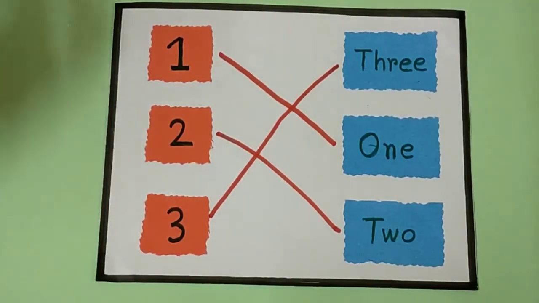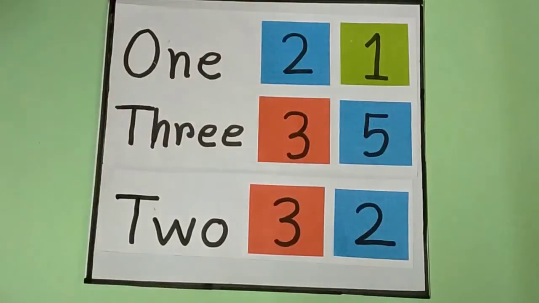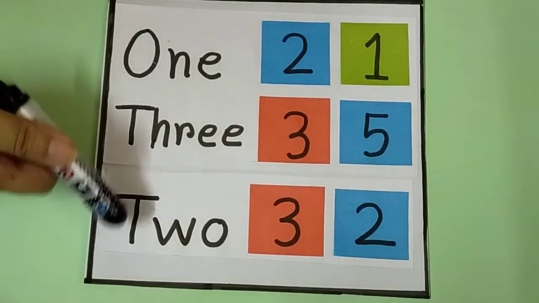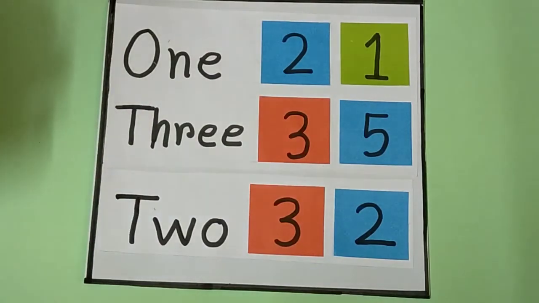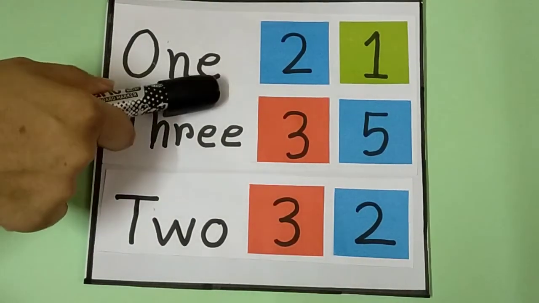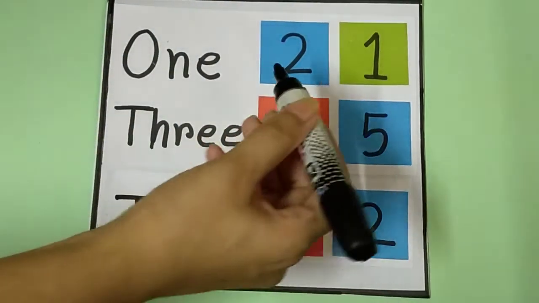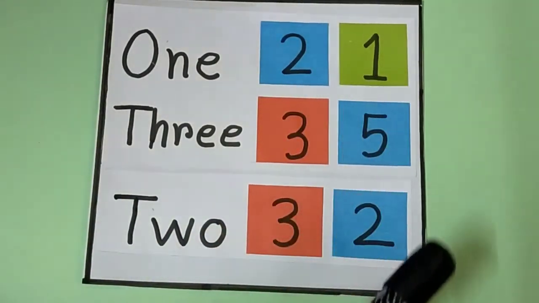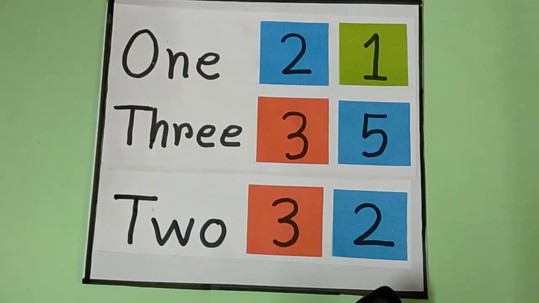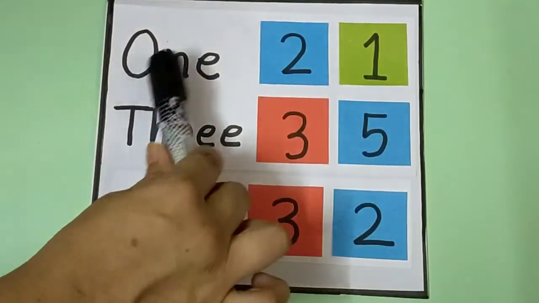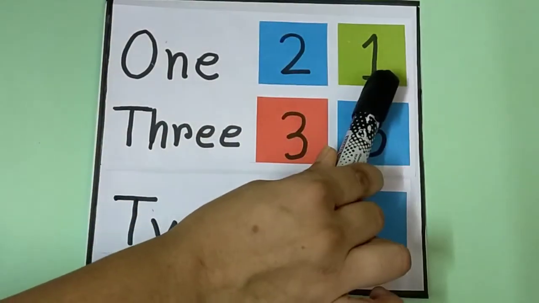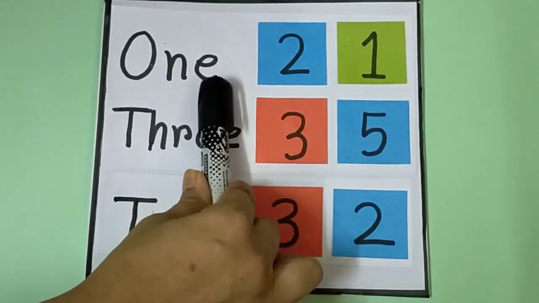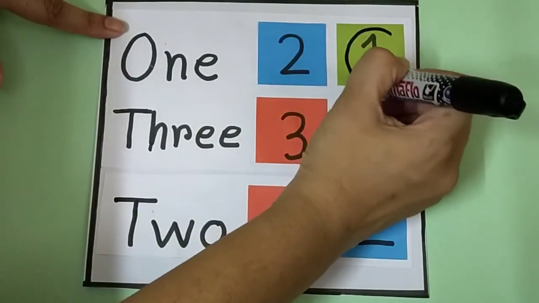Now let's play another game. Can you see the spelling here? Yes. Now O-N-E. What is the number? Which one? Blue one or green one? You say. Green one. Very good. The spelling name is 1. O-N-E, 1. Okay, let's circle the number.